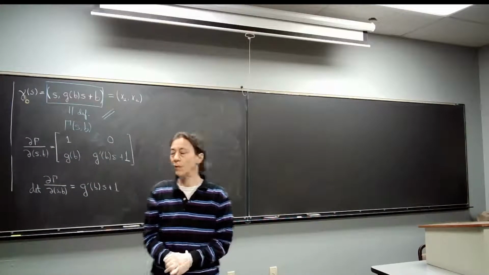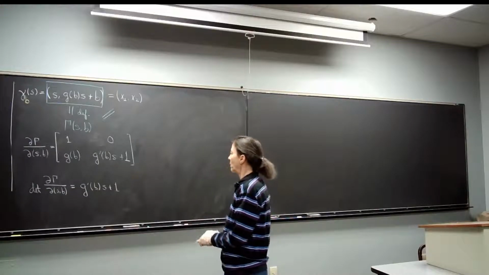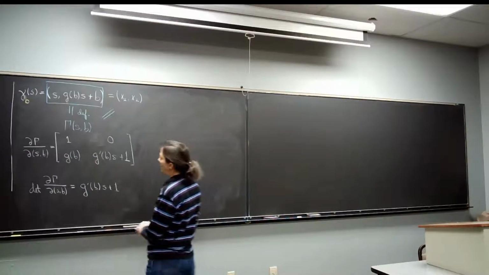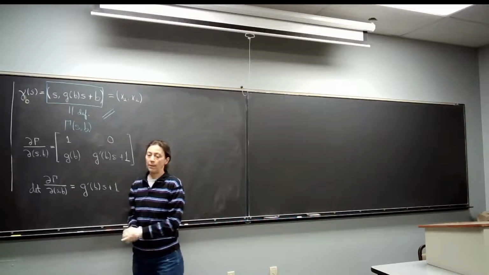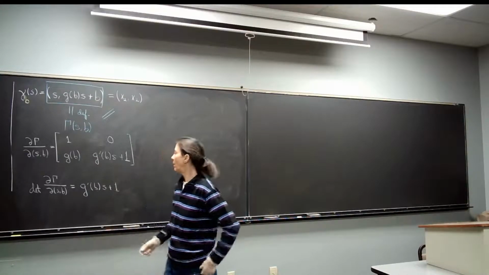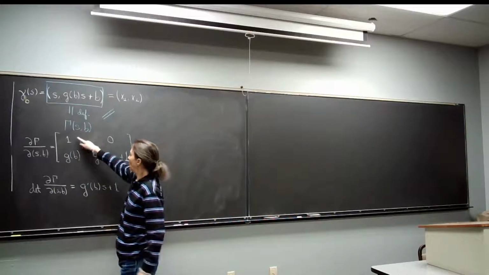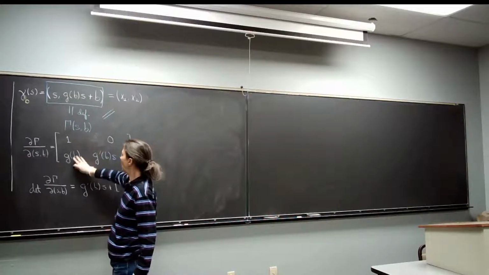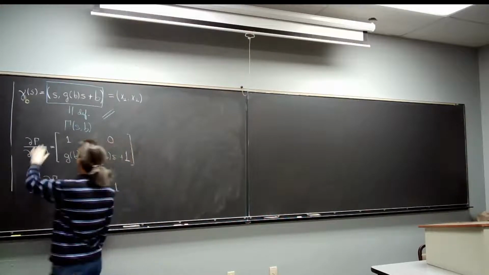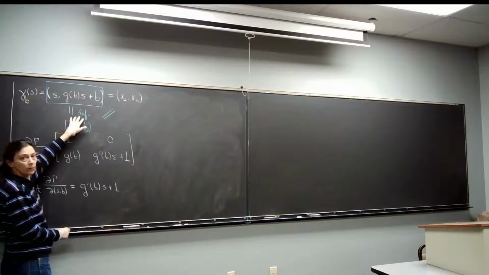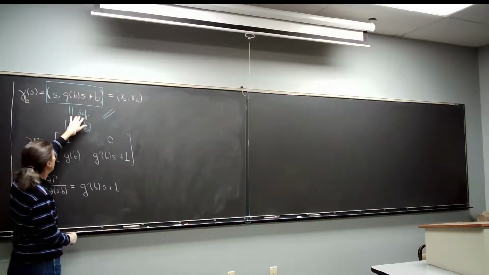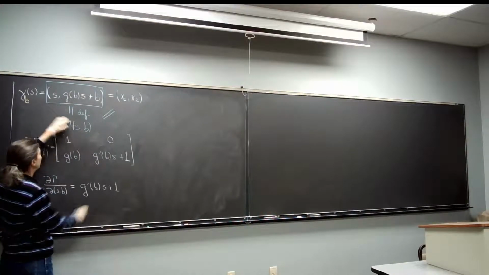Okay, so look at your inverse function theorem. Let's look at the matrix of partial derivatives. D gamma ds goes down my first column. The derivative of this, I wrote def here, because this defines.